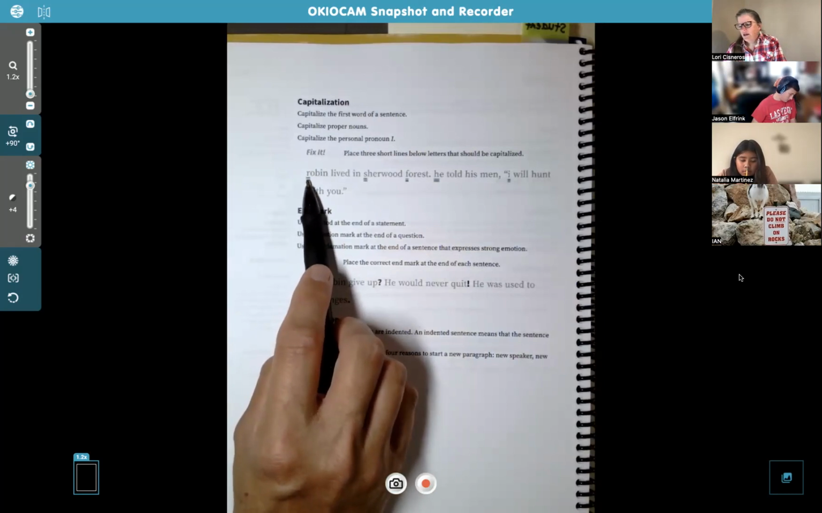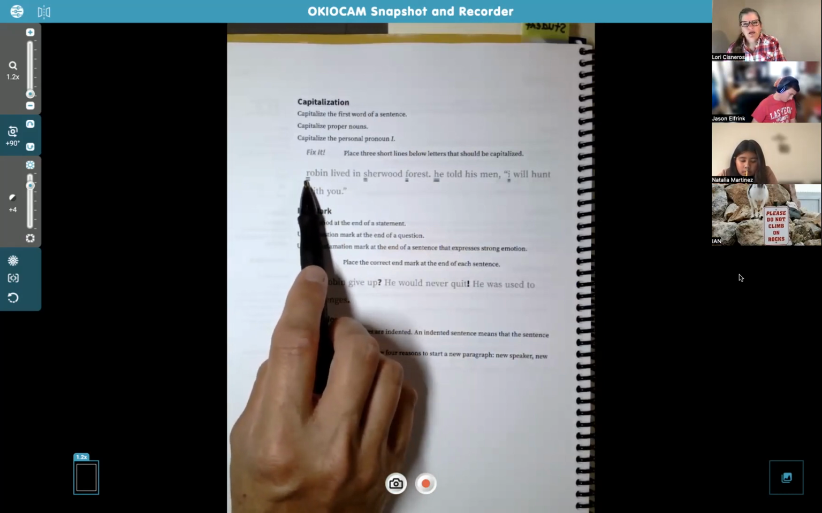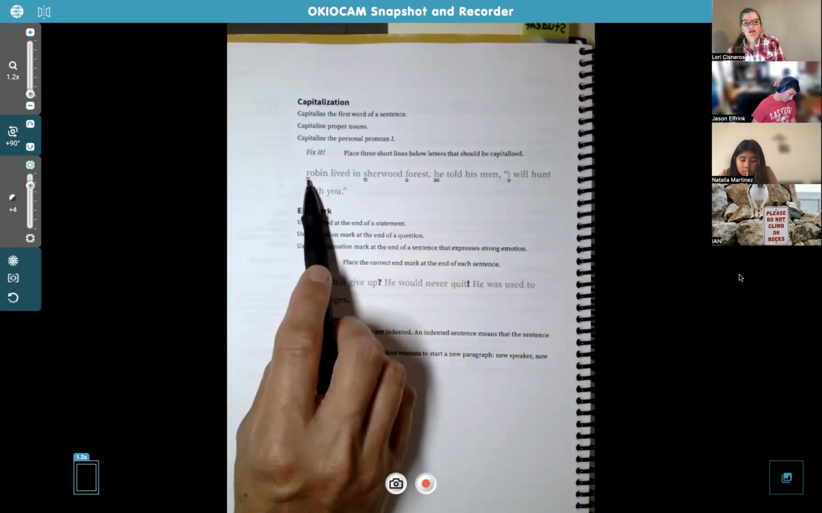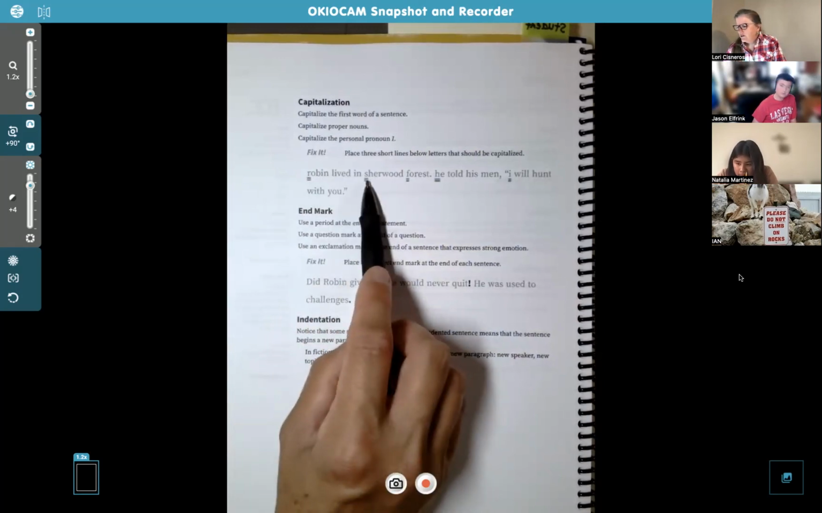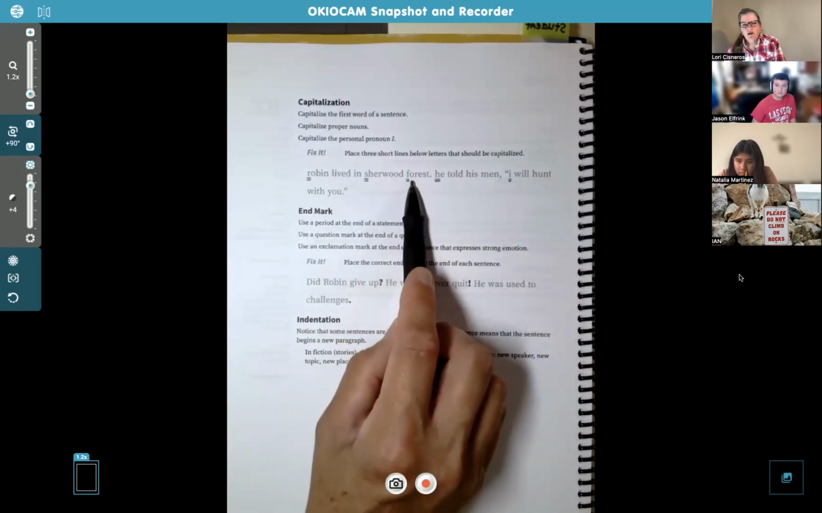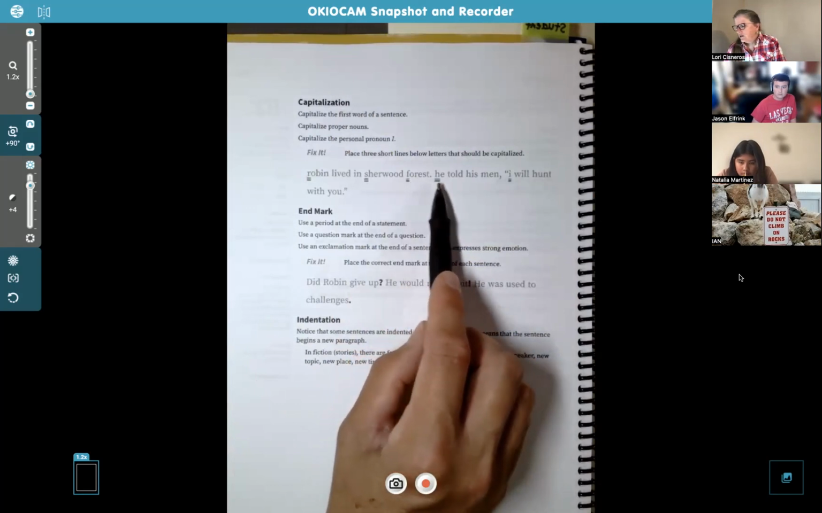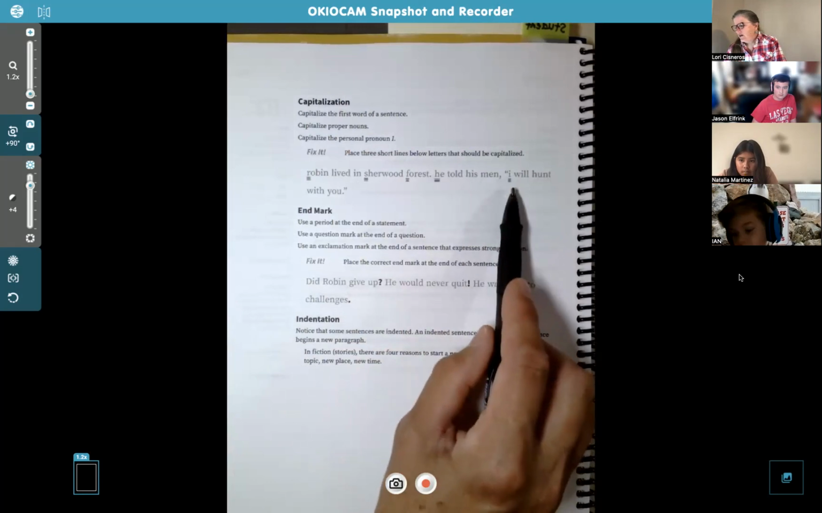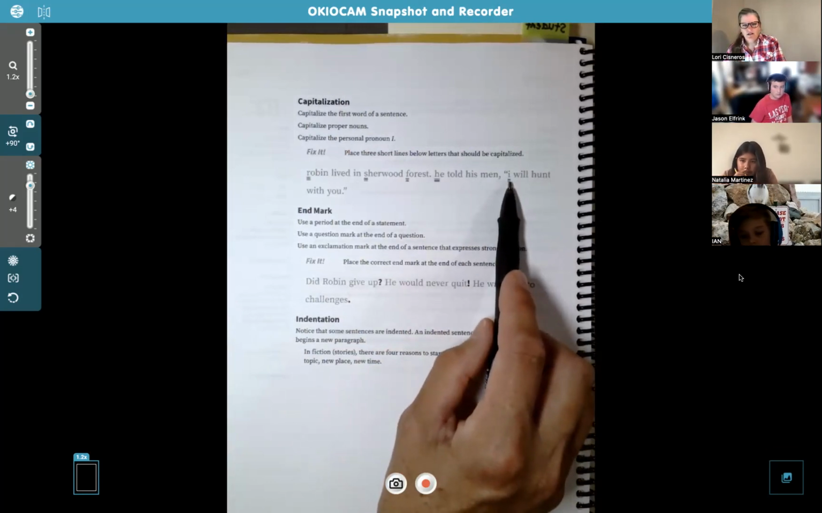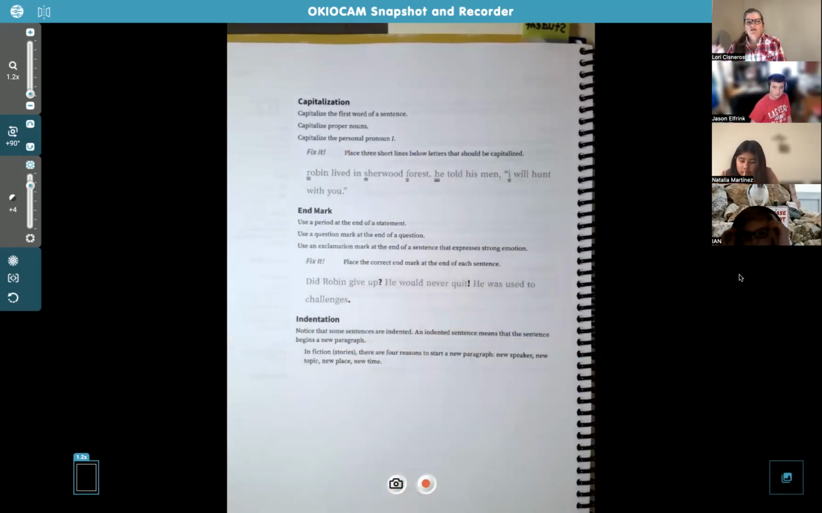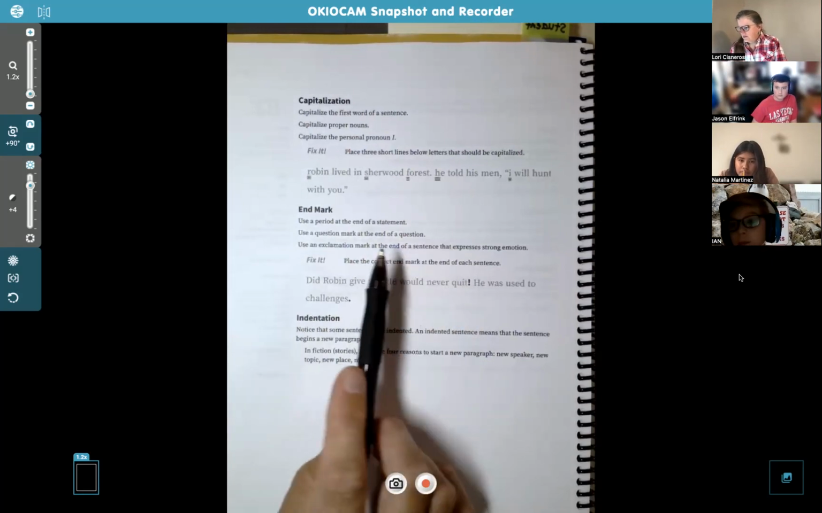So if you see a word like Robin and you know it's a name, it should be a capital. Put three little lines under R. Three little lines under Sherwood and Forest. That's the name of the forest. Three little lines under he, because that's the beginning of the sentence. And then I, because anytime I is by itself, it's capital. So you're just going to mark it with three little lines.